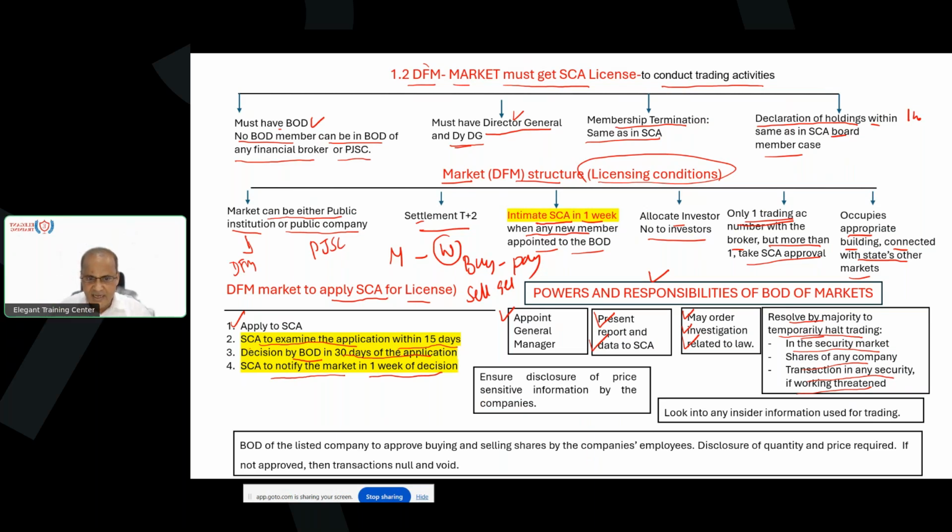Next, ensure disclosure of price sensitive information by the companies. What does it mean? Market has to ensure the disclosure of price sensitive information by the companies. It means the insider information. Market has to ensure disclosure. It means what? No, not financials. Disclosure of market sensitive information means any news, either good news or bad news.